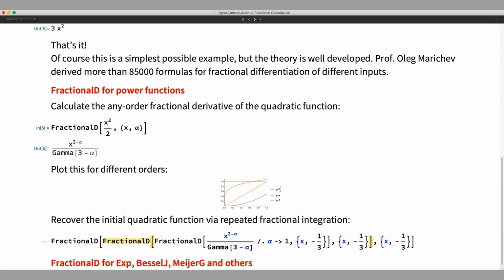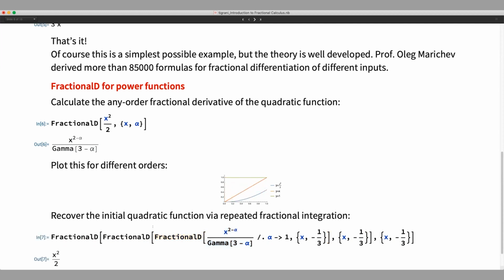And after that I'm showing how we can recover the initial function, the square function, using fractional integration. So here I am using a chain of three integrations like this order. First I'm calculating the first ordinary derivative of the square function, then using fractional integration, getting back the function.